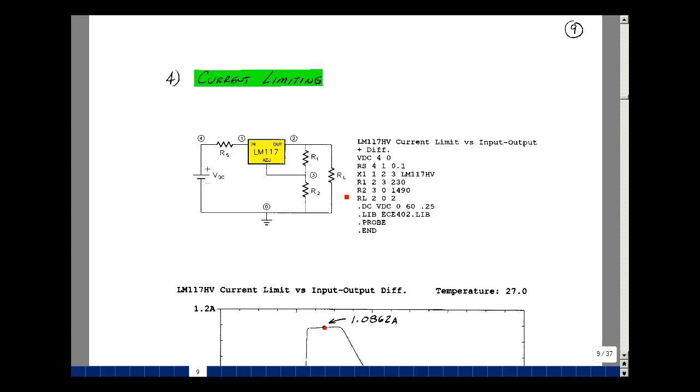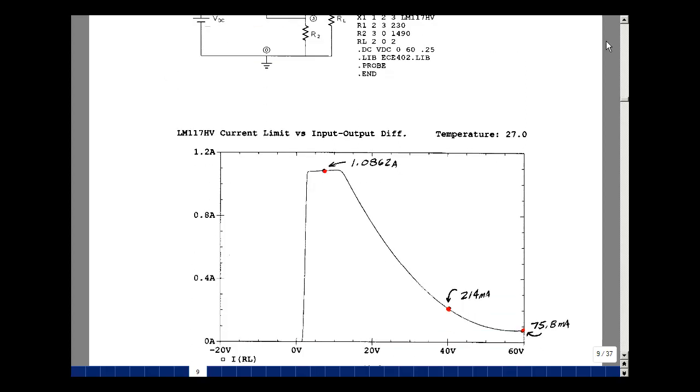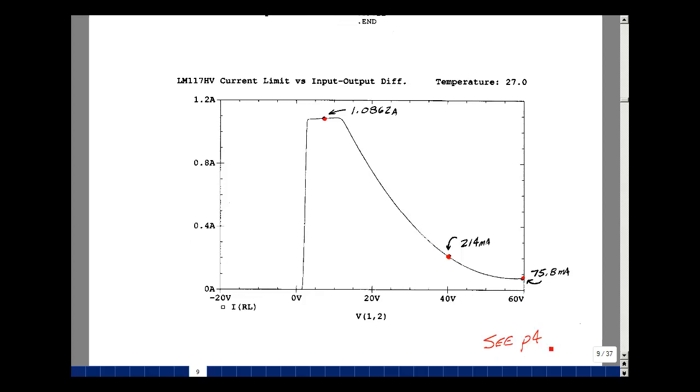So same circuit we just did, except I'm going to put a 2 ohm load here now to draw a lot more current. And let's see what happens. So again, I'm going to be plotting versus the differential voltage across the regulator. And you can see here it came up to 1.0862 amps and then folded back as the voltage across it reached 60 volts. These 3 data points were actually what I curve fitted in the control source labeled E sub FB, which is E sub foldback. You can also see this on page 4 of the data sheet. I'll look at that a little bit later in the lecture.